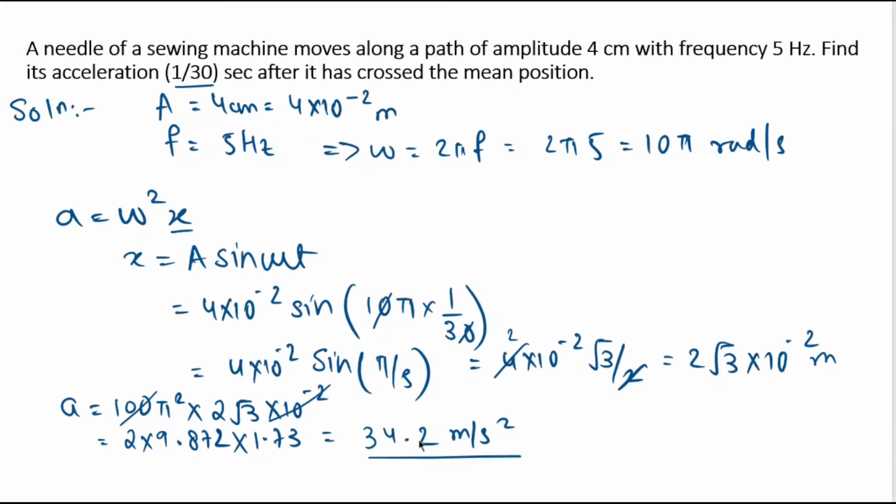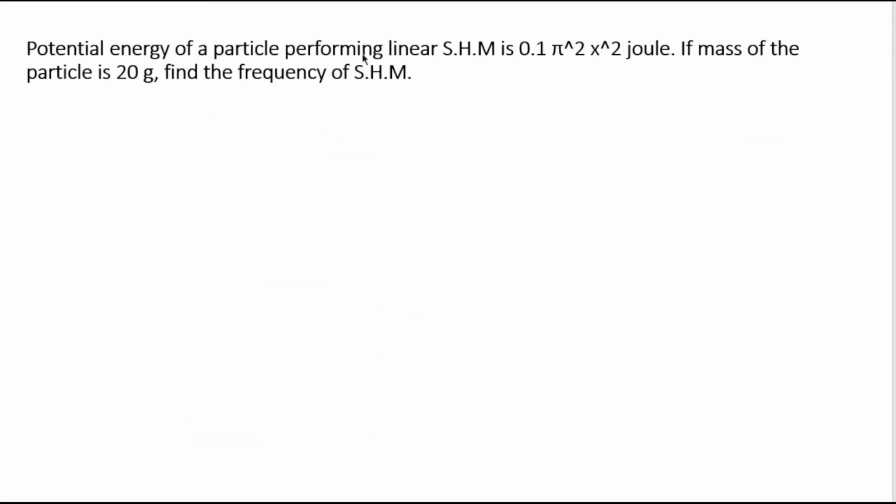So let's look at the next sum. Potential energy of a particle performing linear SHM is 0.1 pi square x square joules. If mass of the particle is 20 gram, find the frequency of SHM.